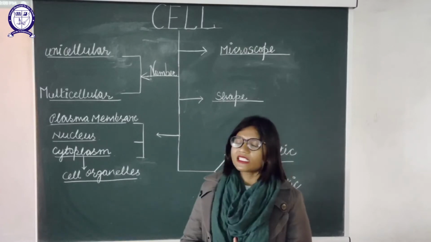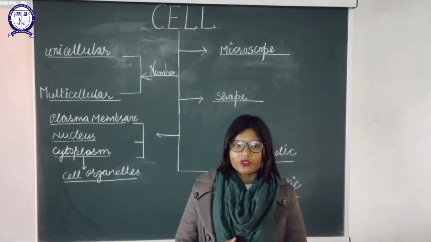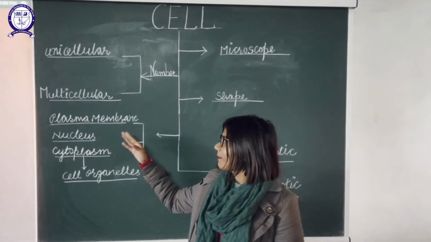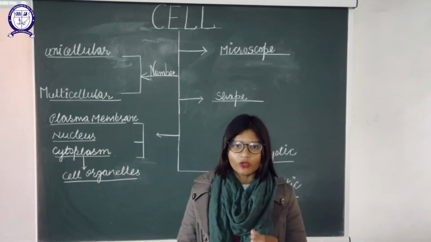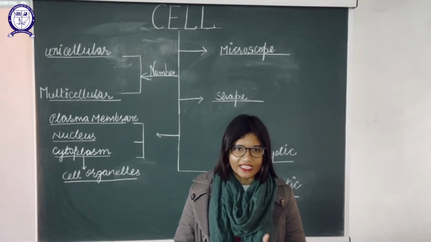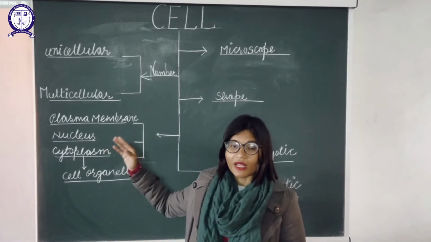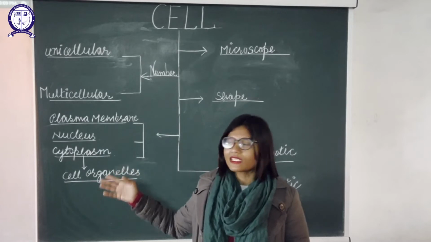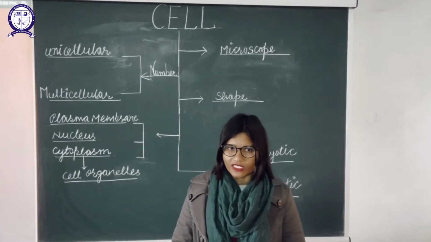Basically we can see that the cell has three major layers. The outermost layer is known as the plasma membrane. Plasma here refers to the cytoplasm, which is fluid in nature. That is why the membrane of that cytoplasm is known as the plasma membrane, which is also known as the cell membrane, which is a characteristic feature of all kinds of cells.